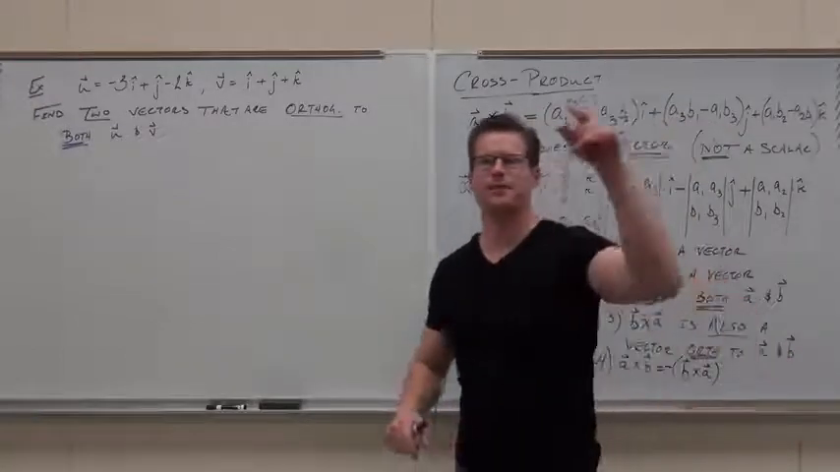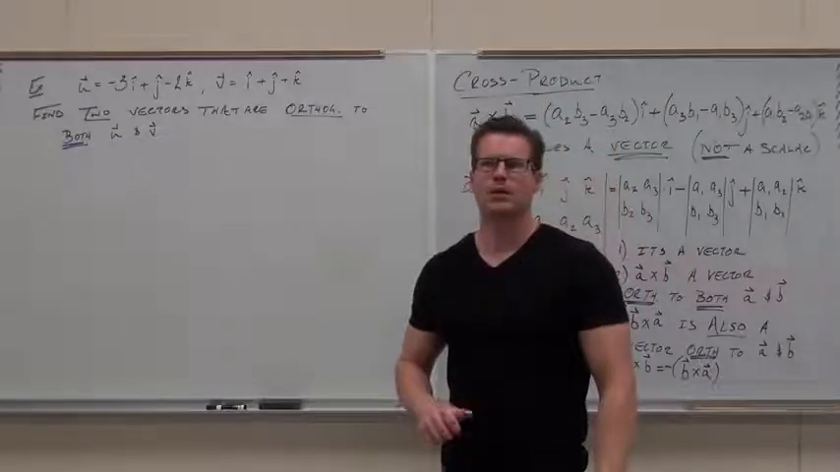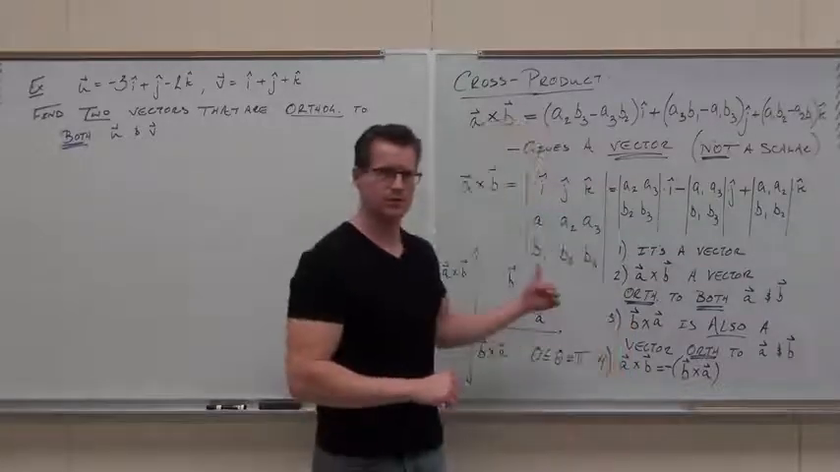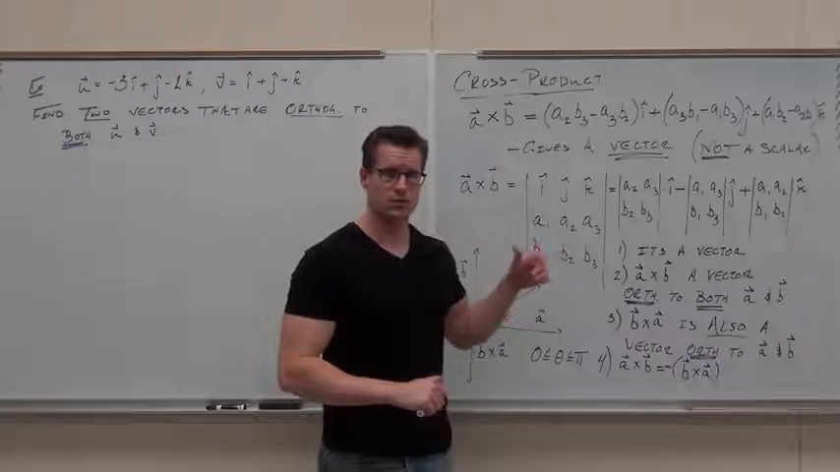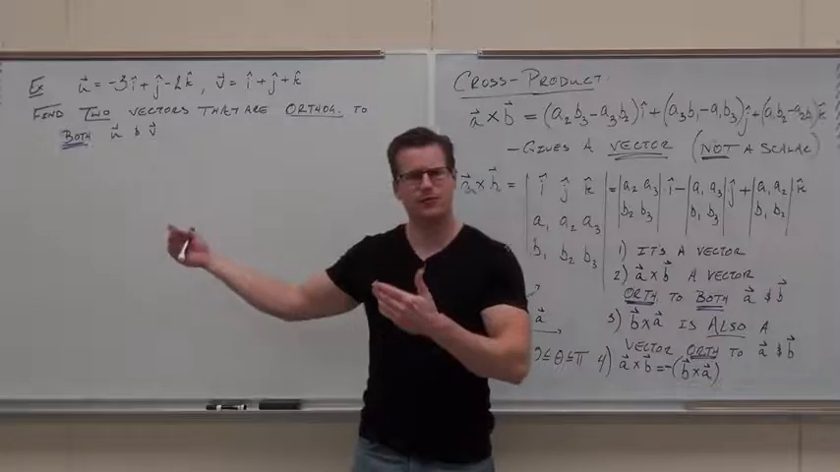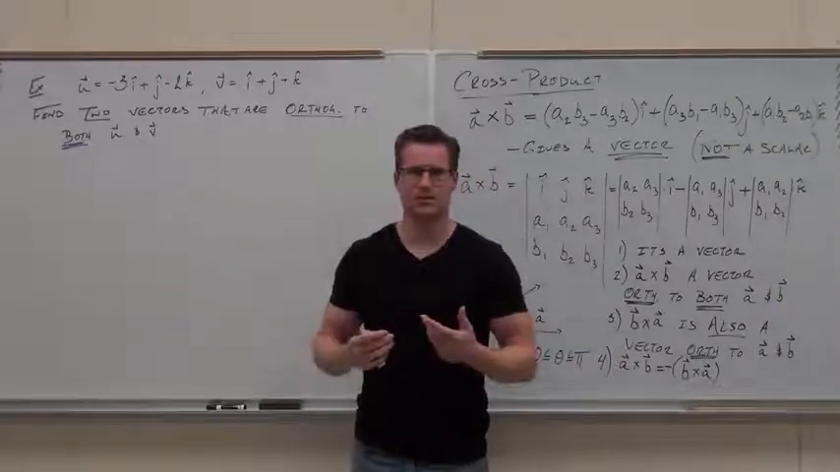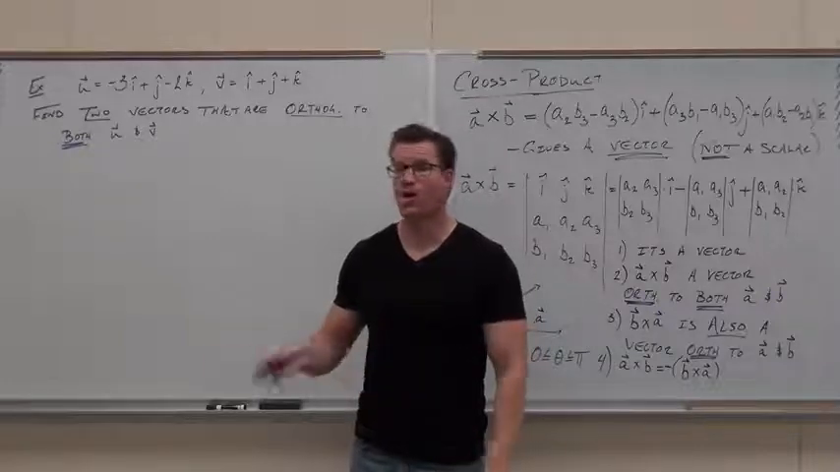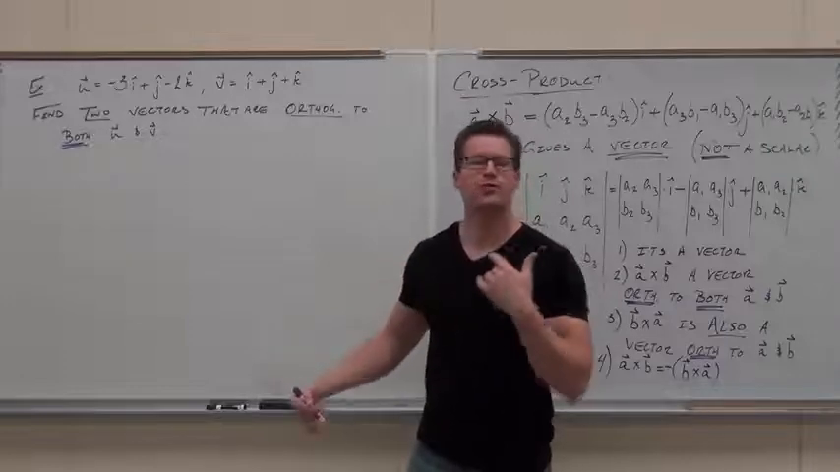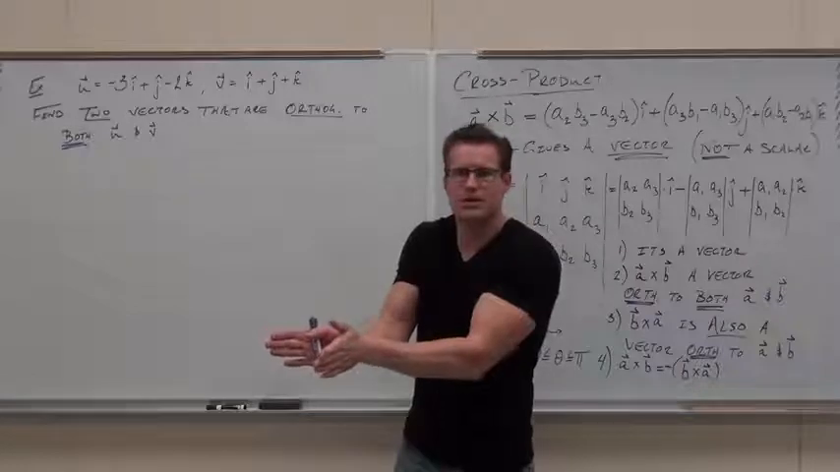Okay, rapid recap. What's the dot product give you? Scalar. What's cross product give you? Vector. Vector that is orthogonal to whatever two vectors I give you. So when I ask you, find a vector that is orthogonal to two vectors, what am I really asking you? The cross product. That's all I'm asking you. So whenever we do the cross product, we are finding a vector that is orthogonal to both the given vectors.